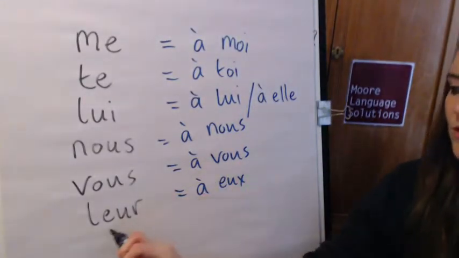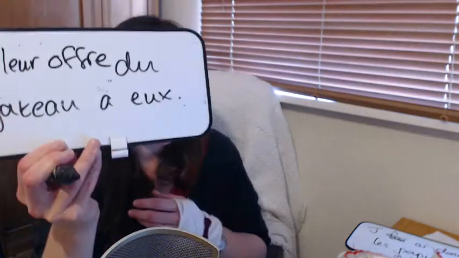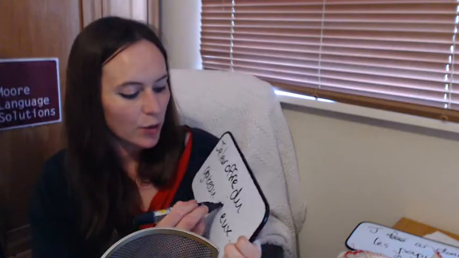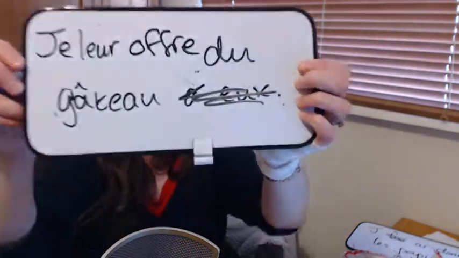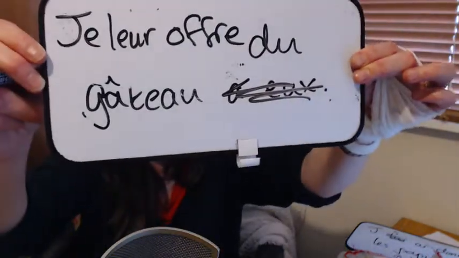So if you're replacing to them, you use leur. Je leur offre du gâteau. Now we don't need the à eux because it's already taken care of with the je leur offre du gâteau. Okay, du gâteau. Je leur offre du gâteau. I offer to them some cake. Very nice.